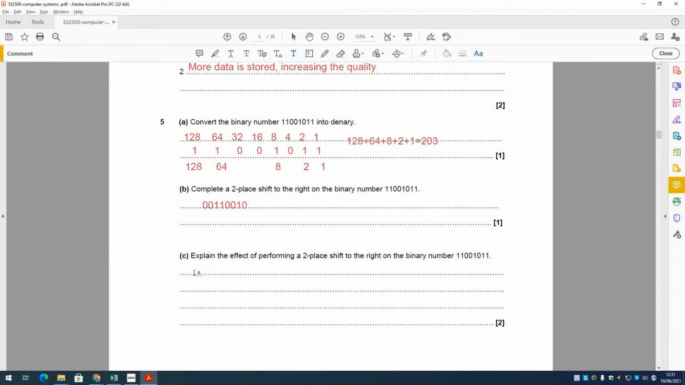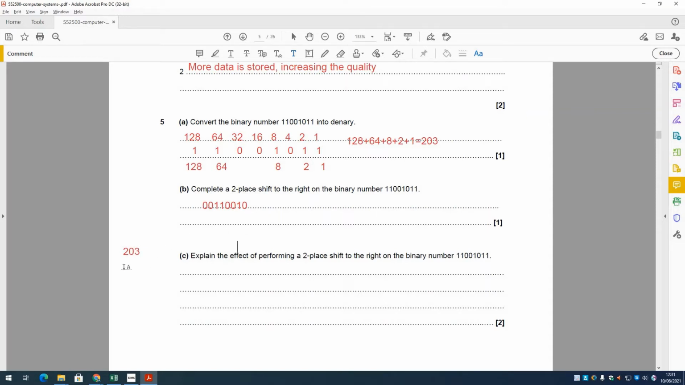Explain the effect of performing a 2-place shift to the right on the binary number. We've got this number here, 1 1 0 0 1 0. Is it the exact same number? Yeah, so we've got the exact same number. Originally it was 203. Let's just write this in the side. So it was 203 originally. Let's see what it is now.